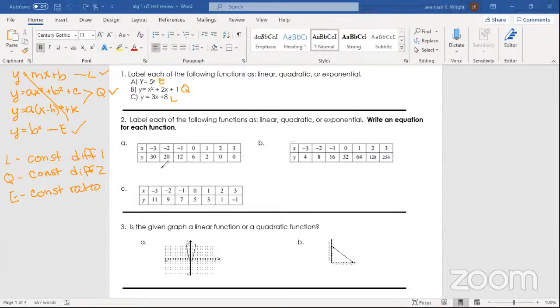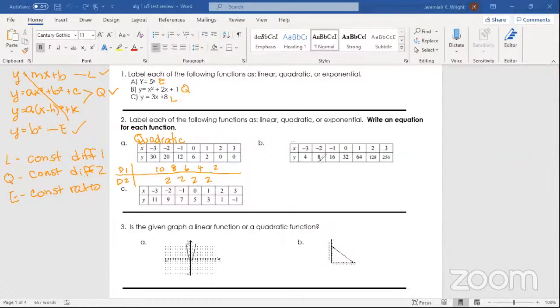30 and 20, the difference is 10; 20 and 12, difference is 8; 12 and 6 is 6; 6 and 2 is 4; 2 and 0 is 2. I can already say this is definitely not linear because this is difference 1, right? That didn't work out for us. So let's look at difference 2 and see if that's going to work out. 10 and 8, the difference is 2, 8 and 6 is 2, 6 and 4, 4 and 2. So difference 2 is consistent, or constant. And so this one is going to be quadratic.